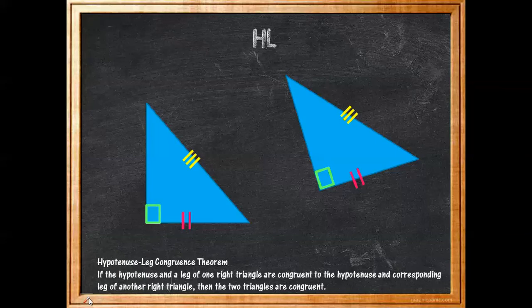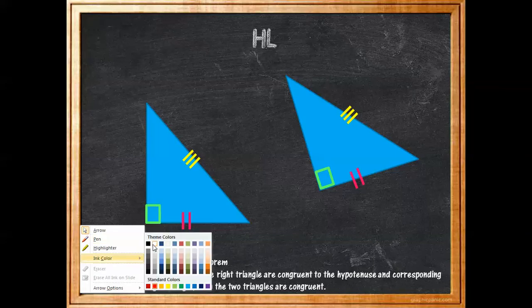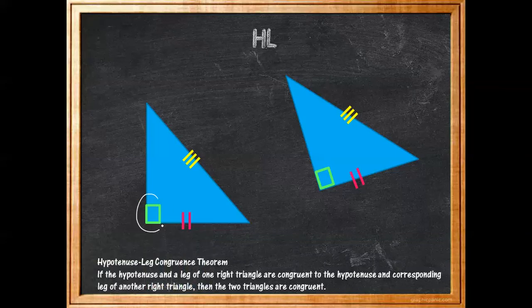What's really important in the hypotenuse leg theorem is that we are talking about right triangles. Hypotenuse leg has to do with right triangles. If you think about the word hypotenuse, that is when we talk about right triangles. So you know that hypotenuse leg has to do with a right triangle.